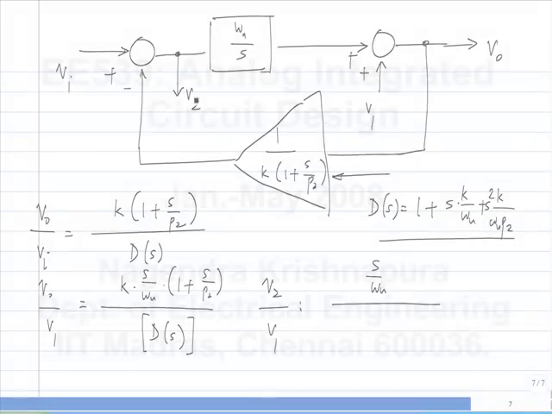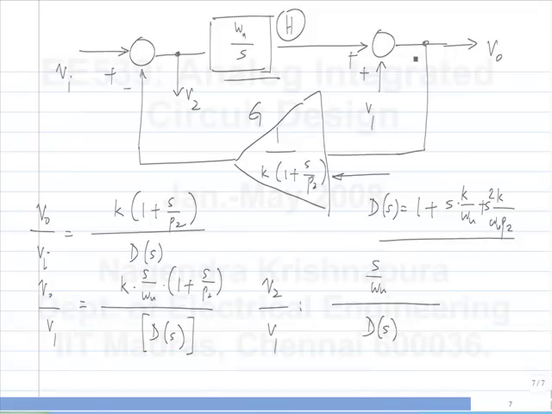So for V1 to V2, the feedback is this, okay. This is H for the transfer function between V1 and V2. And this is G, okay. So 1 over H is S by omega u. And the denominator is still 1 plus 1 over GH, okay. So it's S by omega u divided by d of s. And finally, for completeness, what is V2 by Vi? V2 by Vi is the same as V0 by V1. That's correct. Okay.